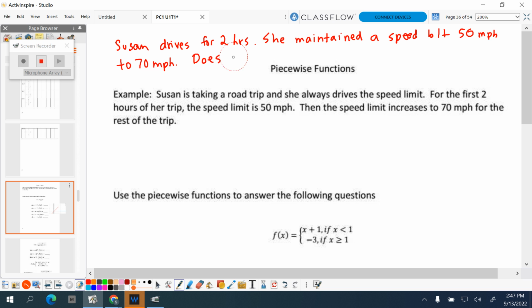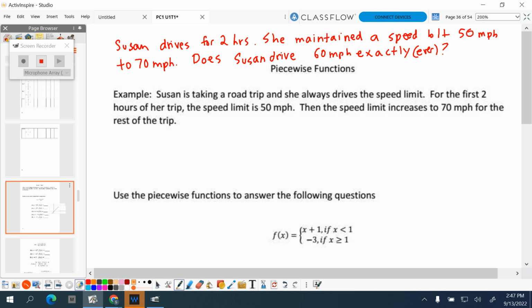Does Susan drive 60 miles per hour exactly? Ever, does she? If she's going between 50 miles per hour and 70 miles per hour, of course she drives 60 miles per hour exactly. At some point, it might be at a specific point in time, or it might be for a couple of minutes or more.